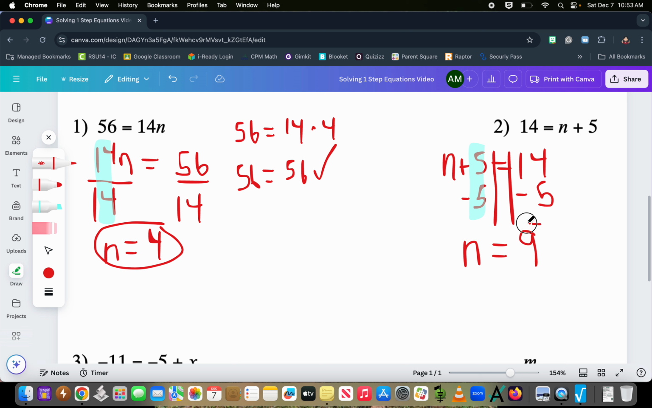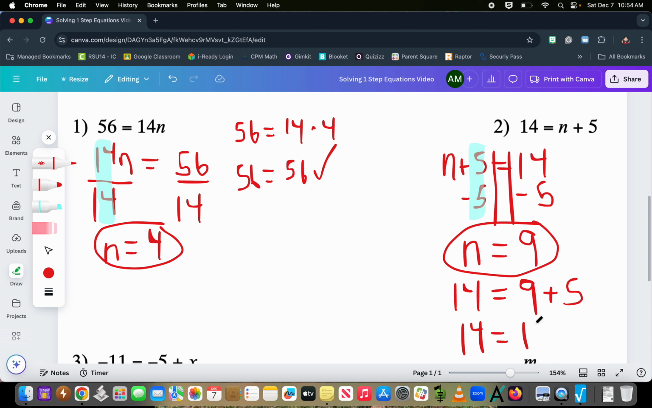And so again, the last step here to check to see if this is true is to substitute back in. So 14 equals 9 plus 5. 9 was what we found for n, so I plug that right back in for n, plus 5. If I add this up, is 9 plus 5 equal to 14? In this case, yes. 14 equals 14. So the left side equals the right side, and our answer of 9 is correct.